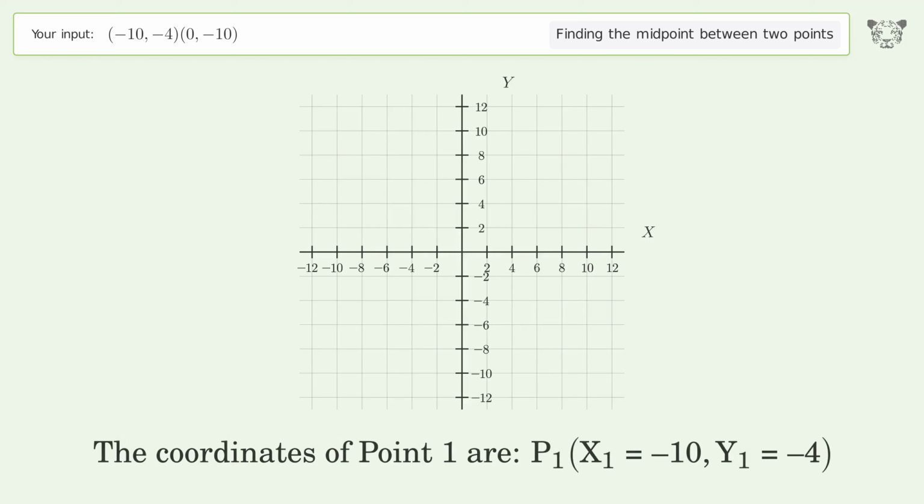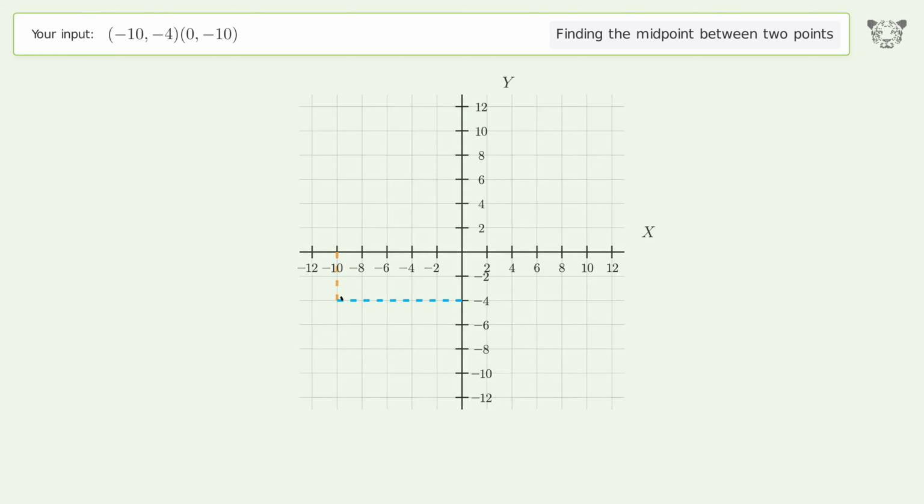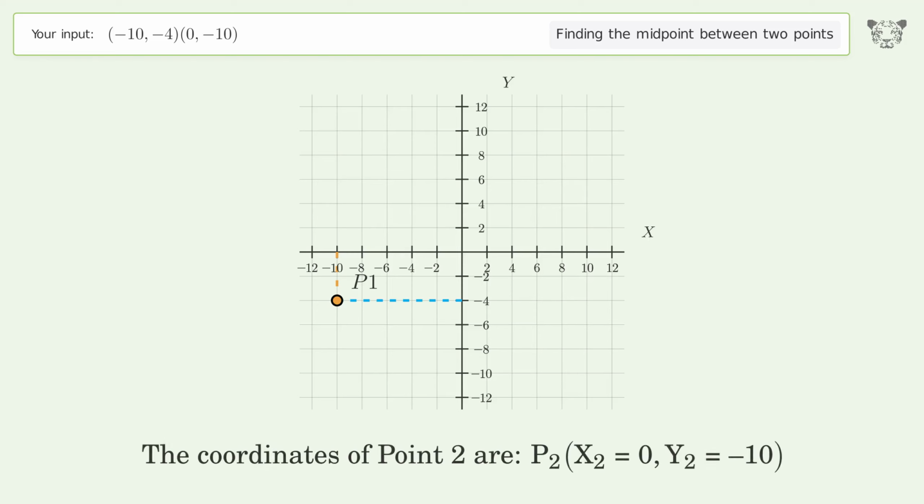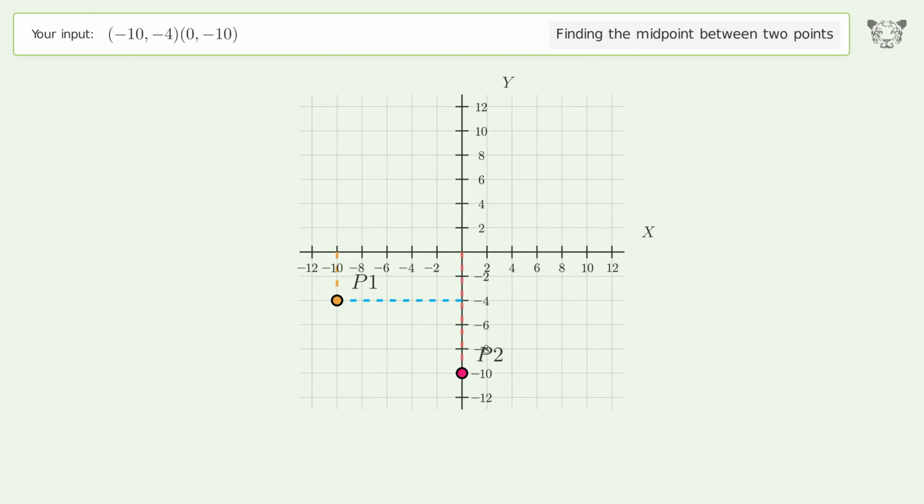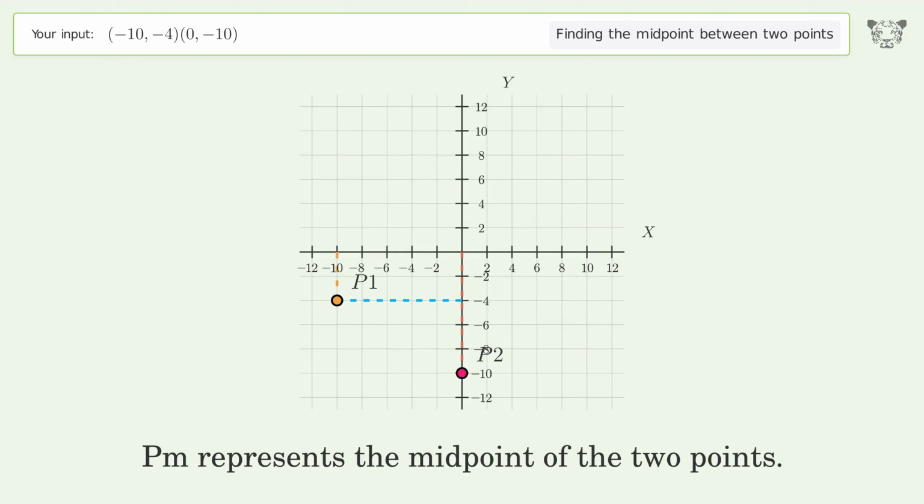The coordinates of point 1 are x1 equals -10, y1 equals -4. The coordinates of point 2 are x2 equals 0, y2 equals -10. PM represents the midpoint of the 2 points.